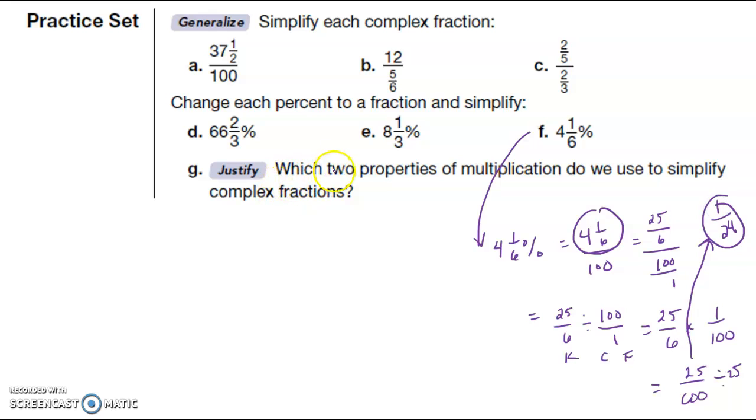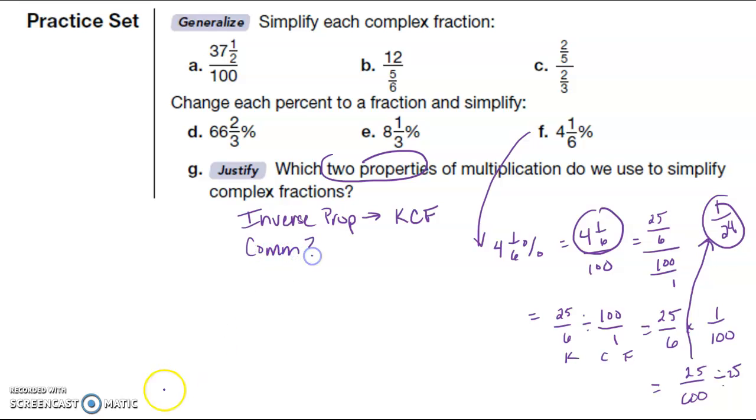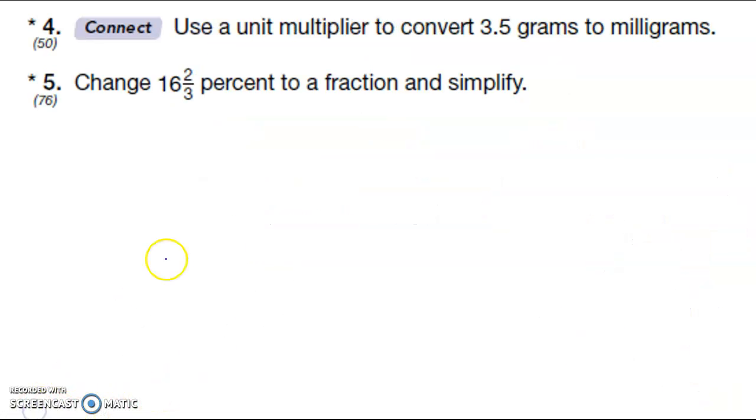Now question G says, which two properties of multiplication do we use to simplify complex fractions? Properties of multiplication. We use the inverse property when we keep, change, flip. And then I'm not exactly sure. I mean, order doesn't matter, so it could be commutative. Interesting. Let's go on to the next page.